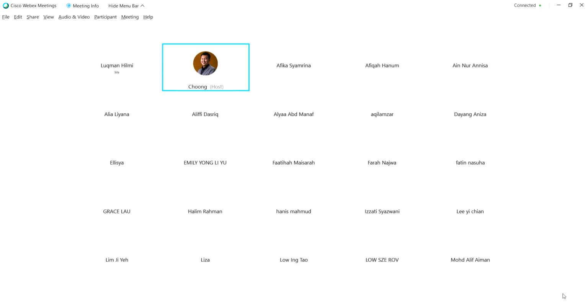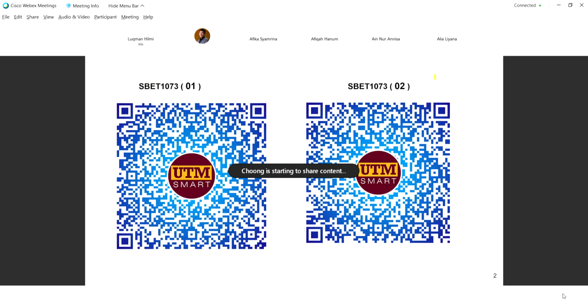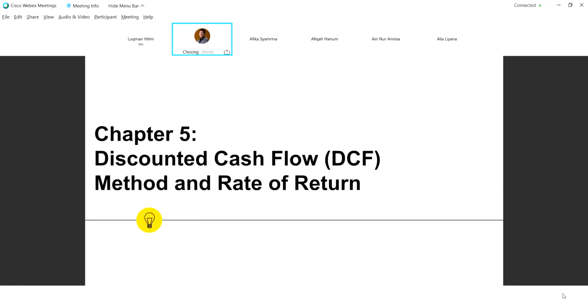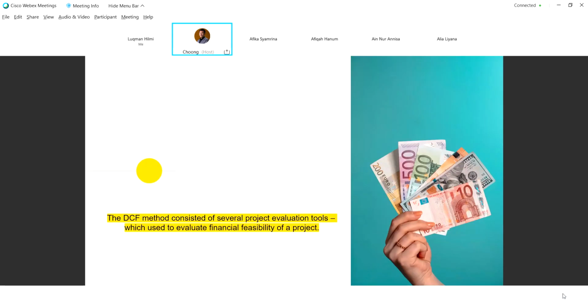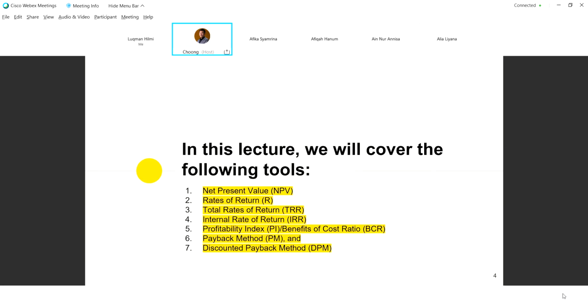We come back to the lecture, chapter 5, which is on the discounted cash flow methods and also rate of returns. In yesterday's lecture we talked about what DCF is, but the purpose of these lectures is that we want you to understand the different evaluation tools that we use in the DCF method. There are many, all right, and we will cover each of them.